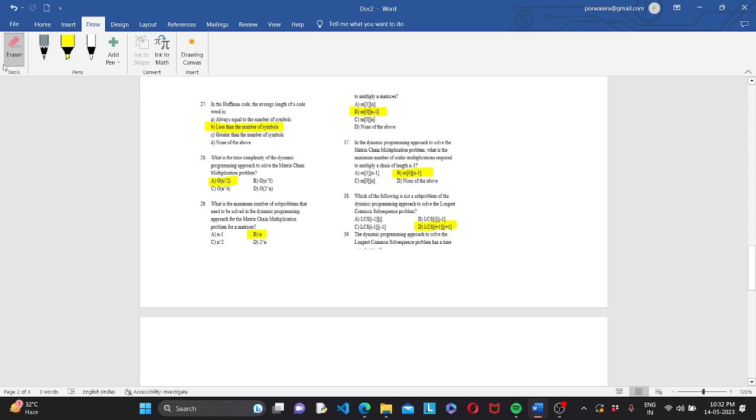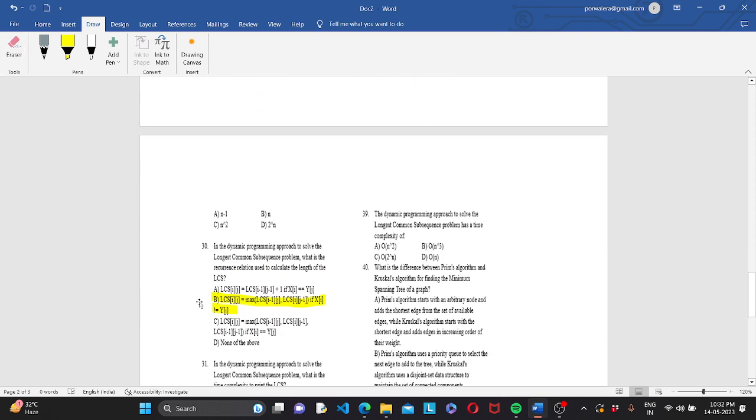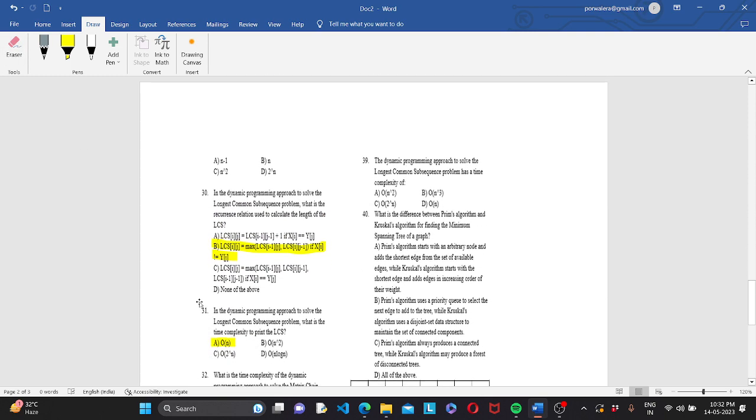Now question number 39. Let me scroll it down. Question number 39 is, the dynamic programming approach to solve the longest common subsequence problem has a time complexity of, so it has a time complexity of O of n to the power 2. So which is our option number A, which is O of n to the power 2.